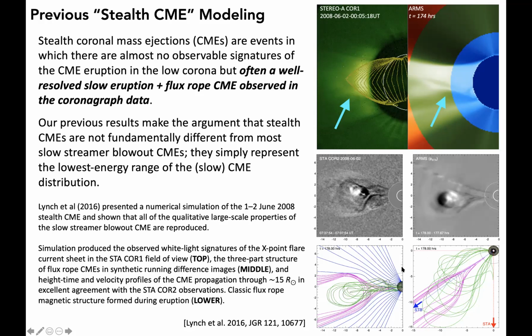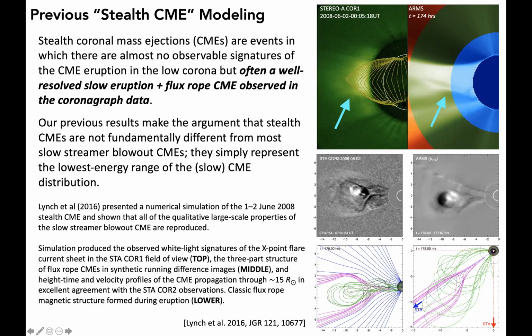So this just kind of proves that the viewing geometry helps to untangle the observations. These simulations can help to untangle and interpret what the observations are actually showing. So that was our simulation from a couple years ago.